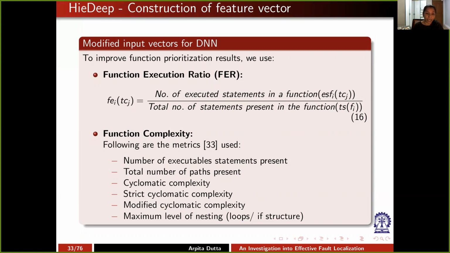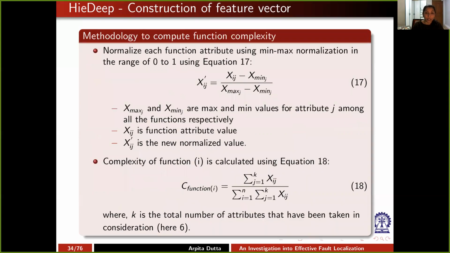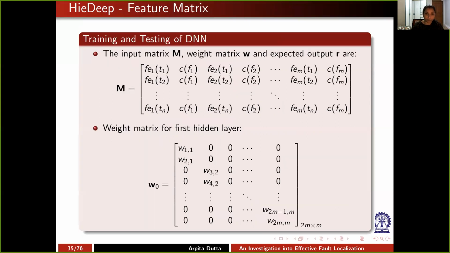And for computing the function complexity, we have considered six complexity metrics: the number of executable statements present, total number of paths, cyclomatic, modified cyclomatic, strict cyclomatic, and maximum level of nesting. We then normalized each of these complexity metrics using min-max normalization, and computed the final complexity of that function using equation A.